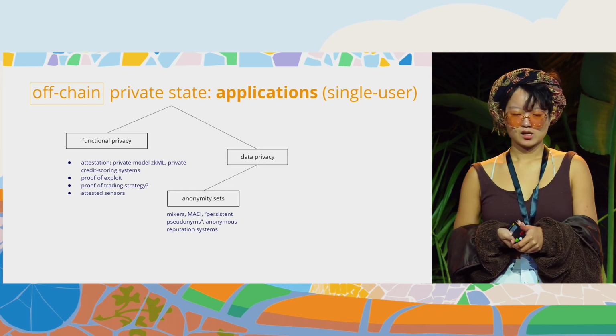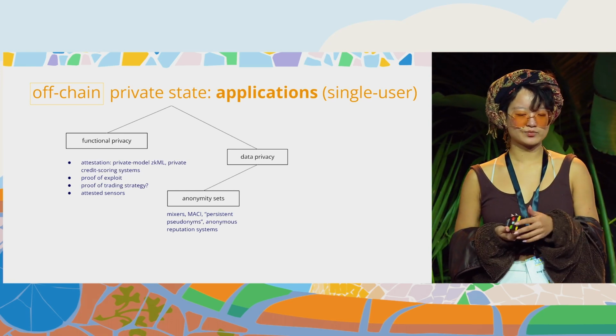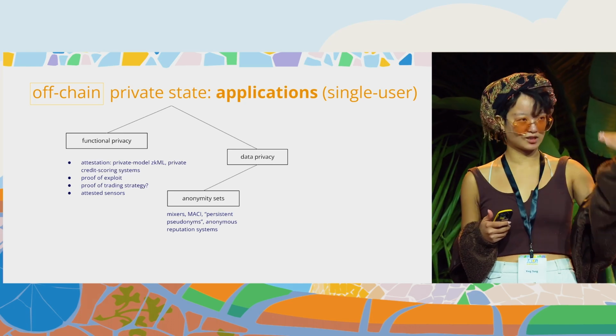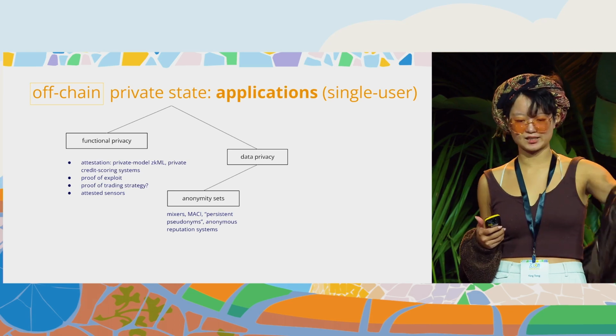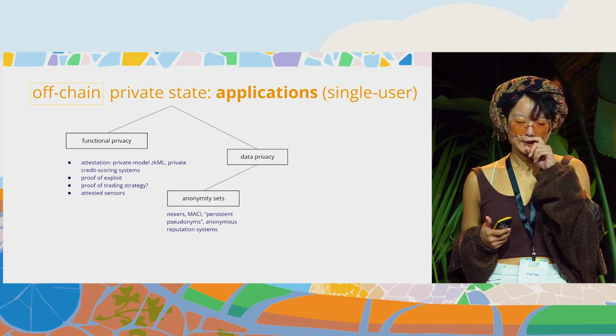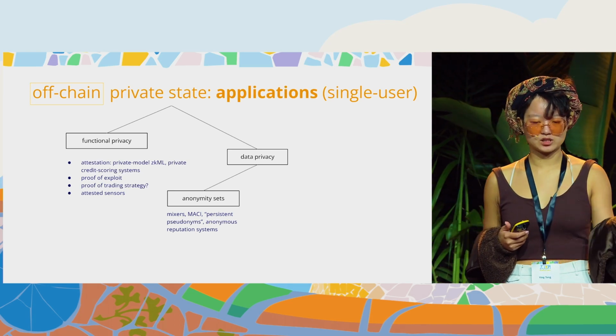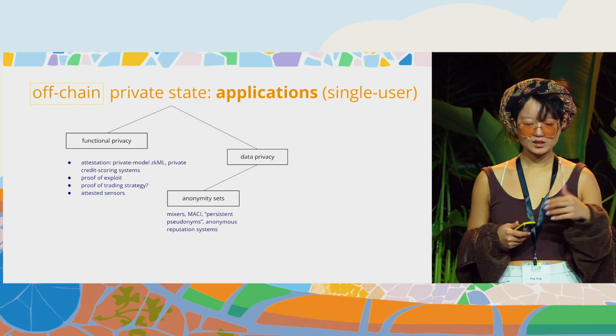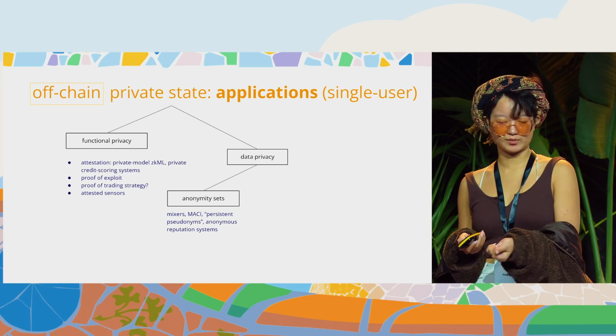And this has been used to build anonymous reputation systems, which can just be layered on top as additional functionality. Anti-collusion voting as well is instantiable with just anonymity sets.